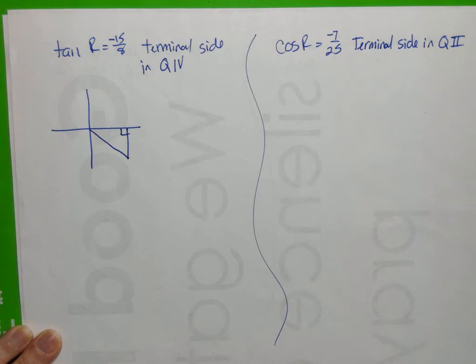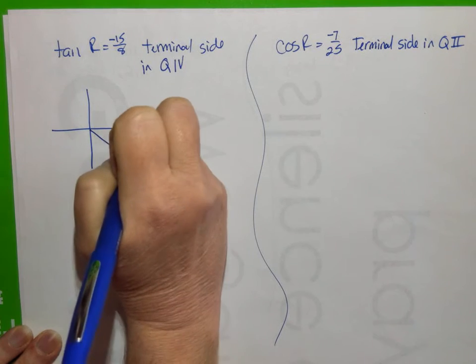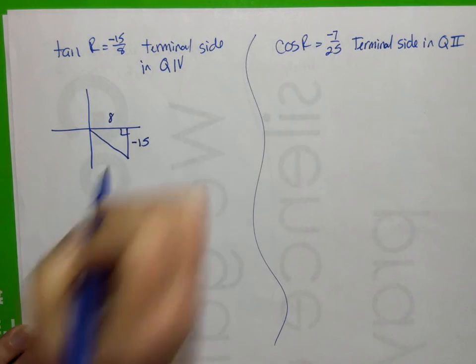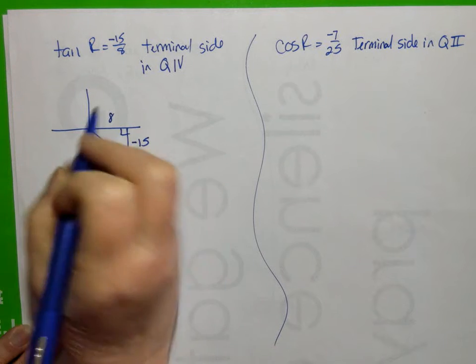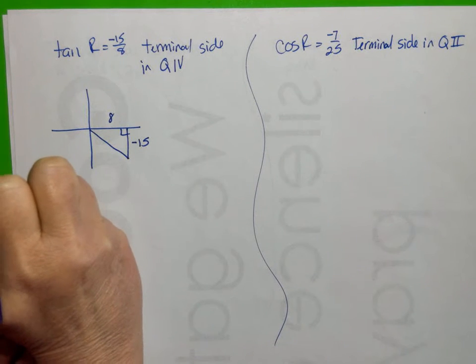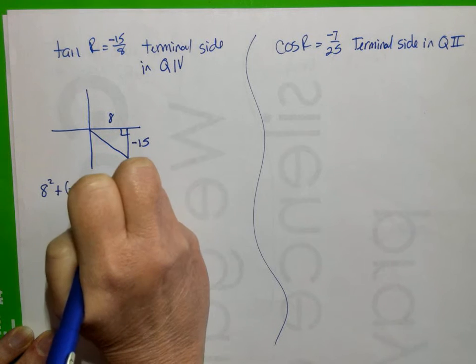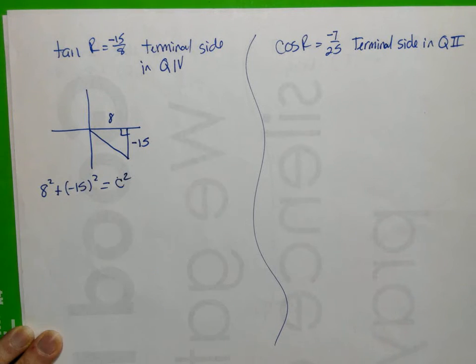Tangent is opposite over adjacent. Opposite is -15. Adjacent is 8. What does that make this one? I don't know. Let's find out. So I know that 8 squared plus -15 squared is my hypotenuse squared. We'll call it C. That's fine.